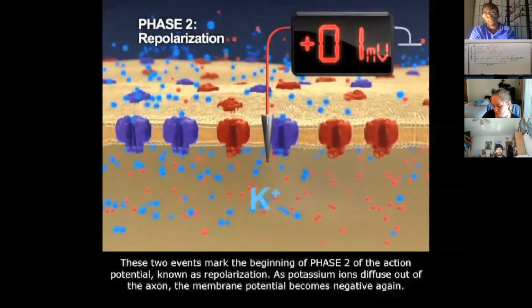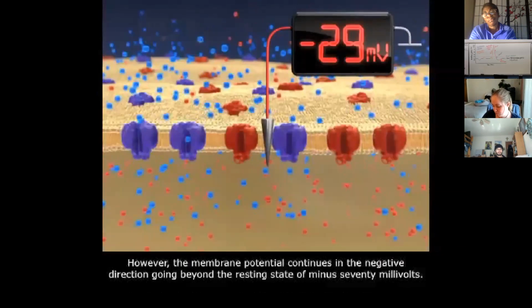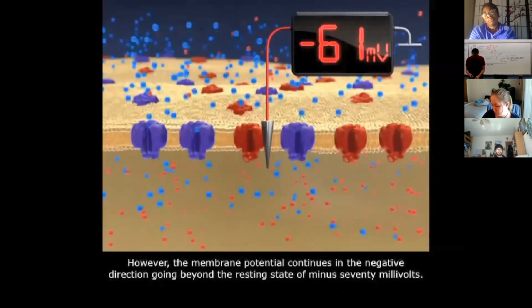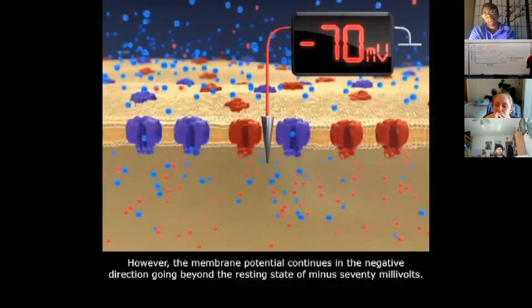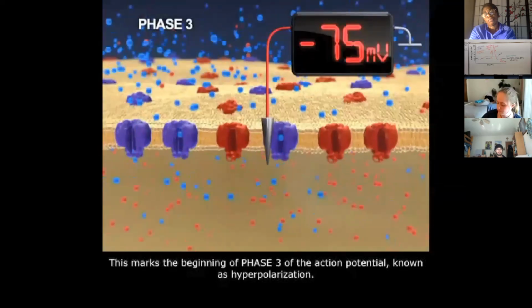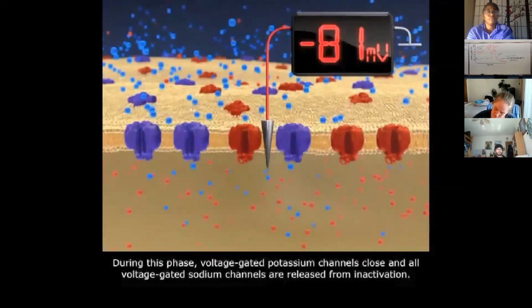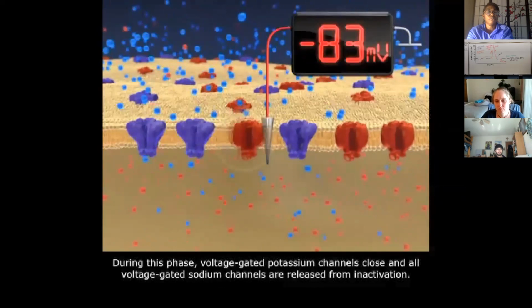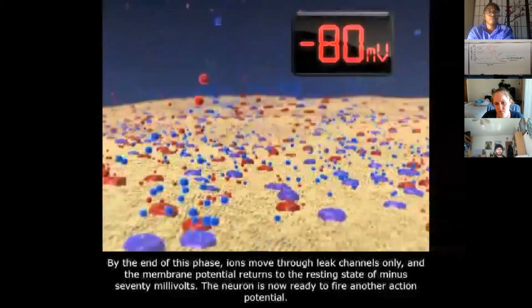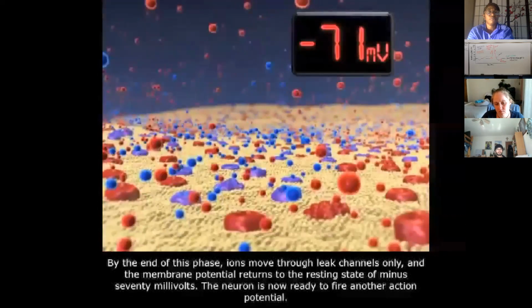As potassium ions diffuse out, the membrane potential becomes negative again. However, the membrane potential continues in the negative direction, going beyond the resting state of minus 70 millivolts. This marks the beginning of phase 3 of the action potential, known as hyperpolarization. During this phase, voltage-gated potassium channels close and all voltage-gated sodium channels are released from inactivation. Leak ion channels open and the membrane potential returns to the resting state of minus 70 millivolts.